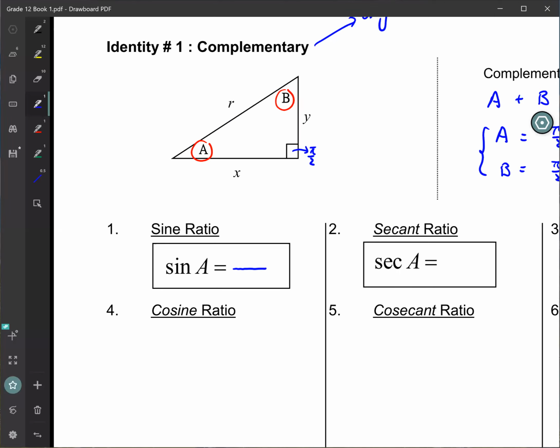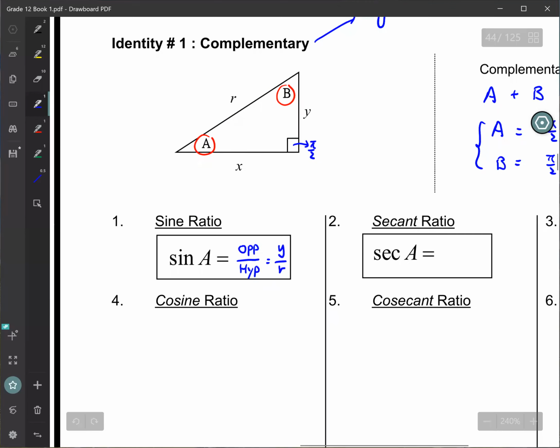The opposite is y. Yeah. And the hypotenuse is r. All right. Okay. So let me write down the name first. Opposite over hypotenuse, which is y over r.